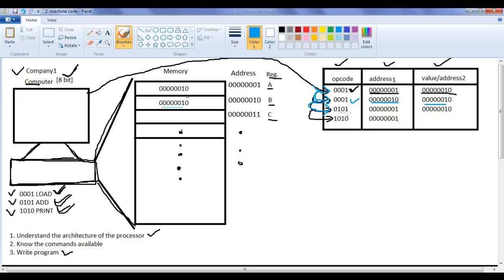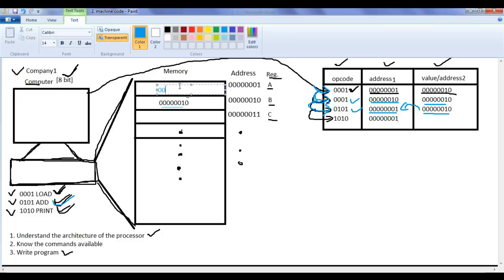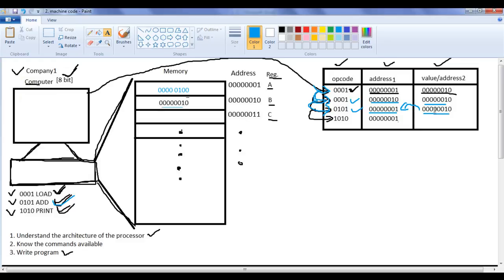What we are telling here is 0101. 0101 indicates the add operation. So we are telling it to add the value at this address and the value at this address, and put the result back to this address. That is how it works. So the computer adds these 2 values. When we add these 2 values, the output that we get is 00000100, which is 4, and that is placed by the computer. So it adds both the values and puts the result back in the specified address, that is the A register.